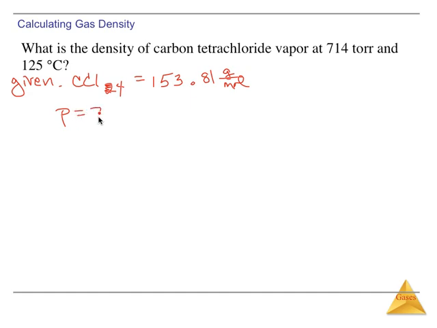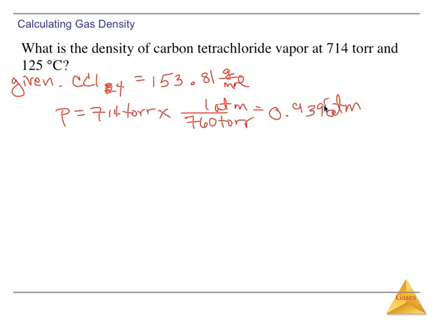Pressure is equal to 714 torr. I can't use it in torr because I've memorized R in terms of atmospheres, but I do remember that there are 760 torr in 1 atmosphere. So that gives me my pressure in atmospheres. 714 divided by 760 gives me 0.9395 atmospheres. And my temperature is 125 degrees Celsius, but I'm dealing with gases, so I can't deal with Celsius. I have to make that into Kelvin. It will be 398 Kelvin.